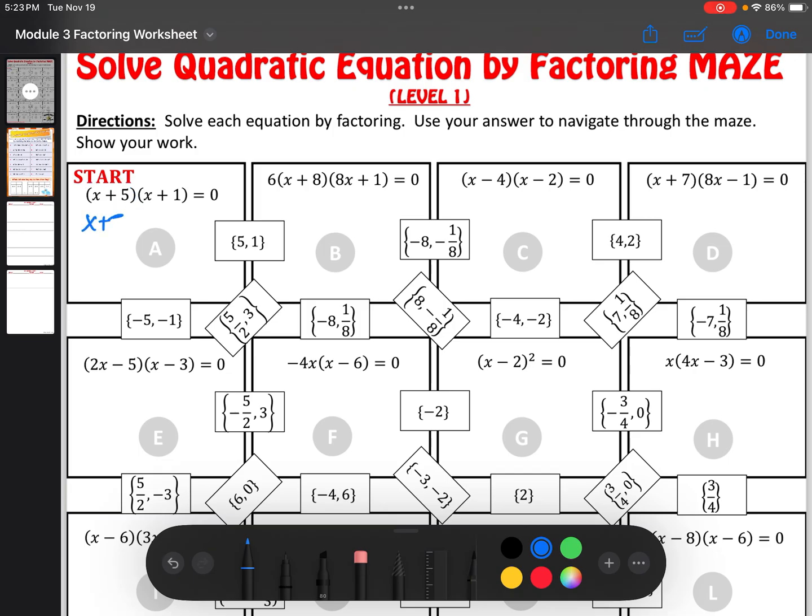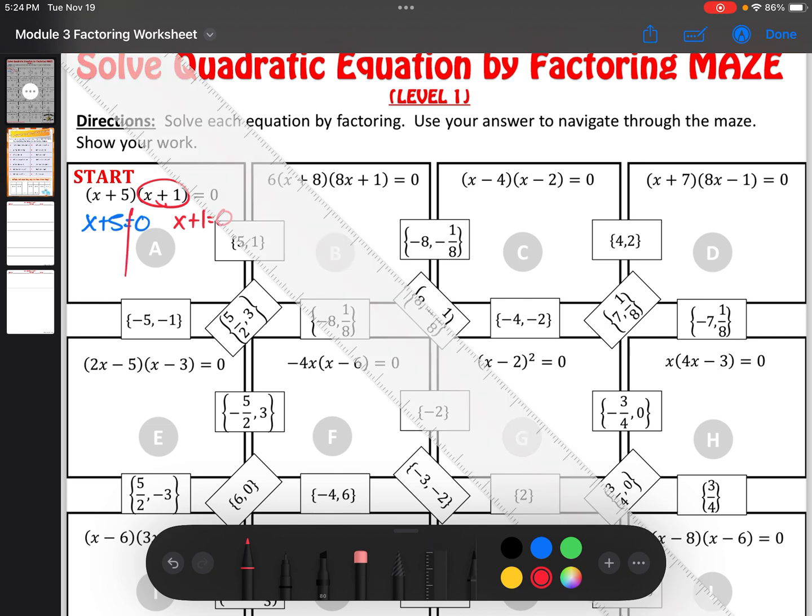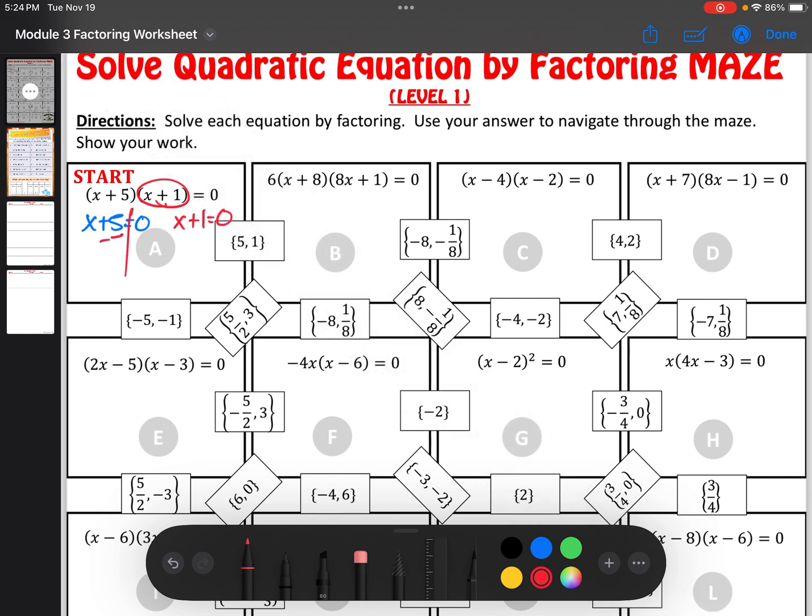I've got x plus 5. You have to set that term equal to 0. And then I've also got this term, the x plus 1 is equal to 0. Then you're going to solve both of those. So minus 5. Ooh, didn't mean to put the ruler. Minus 5 over here. So you have x is equal to negative 5. Over here, you'll minus 1. x is equal to negative 1. So the correct solutions for this are negative 5 and negative 1. So you'll shade that. Then next you'll do E.